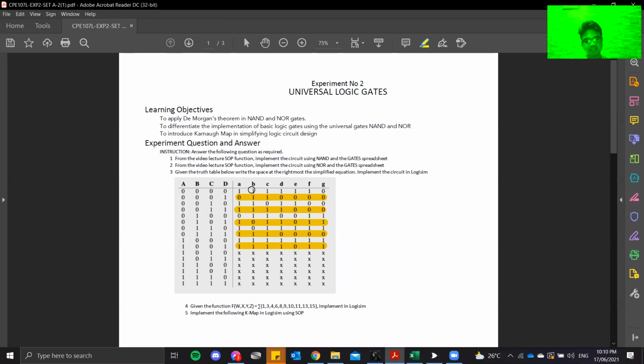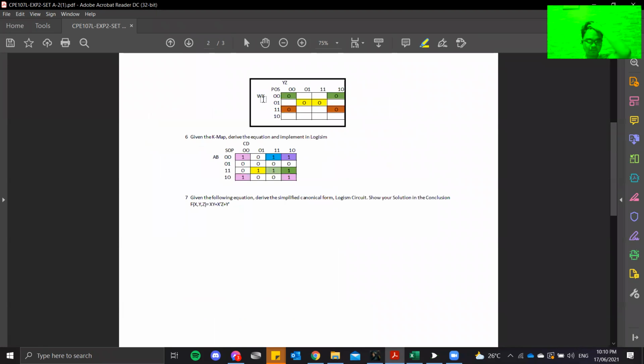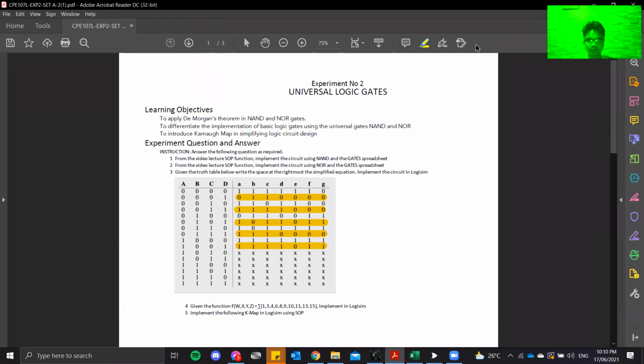I am given the task of question 3 and question 5. Question 3 has this large truth table that has A to G outputs, and question 5 tasks you to implement their givens to a Logisim circuit. For 5, we need to apply this K-map, as you can see here, to a Logisim circuit.